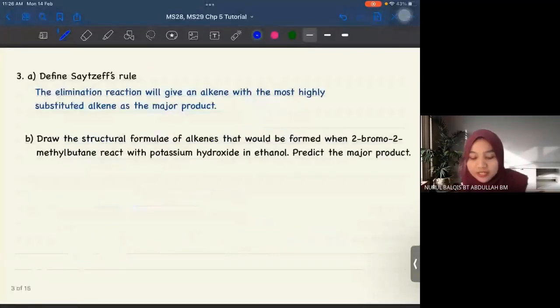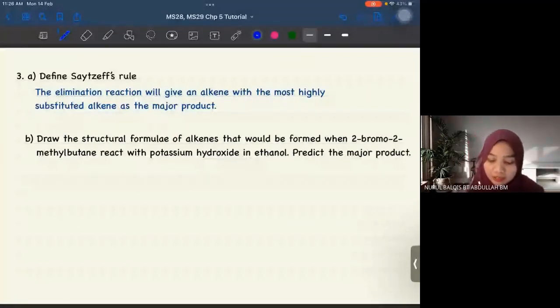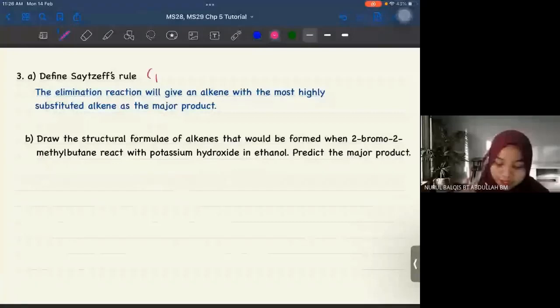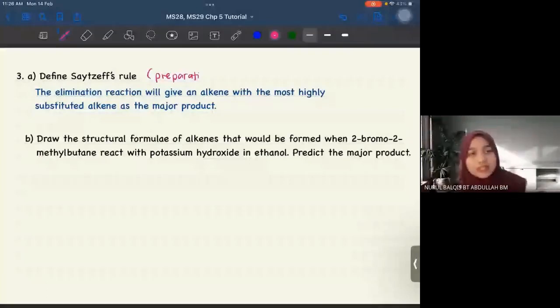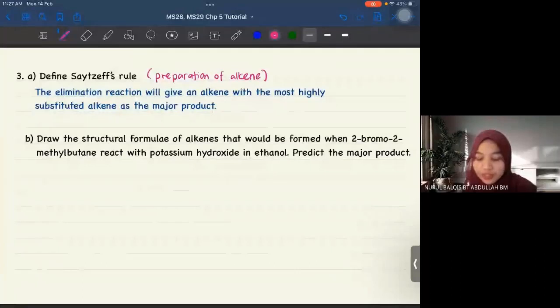Okay, next question. Question number 3. They ask you to define Saytzeff's rule. So this Saytzeff's rule involves in elimination reactions. In other words, maksudnya kita kena apply this Saytzeff rule in preparations of alkene only. Okay, whenever you have preparations of alkene, kita kena check whether to form major or minor product by using this Saytzeff rule. It states the alkene with most highly substituted alkene gonna be the major product.